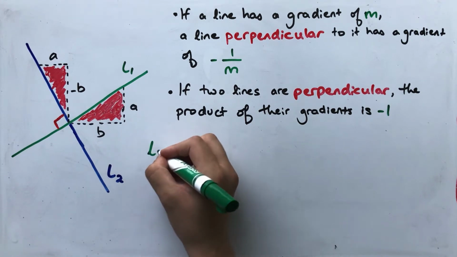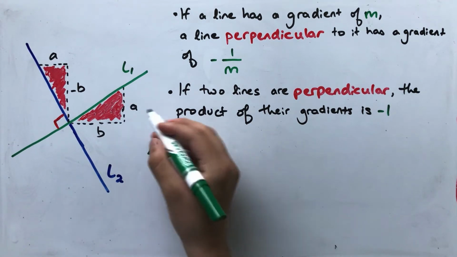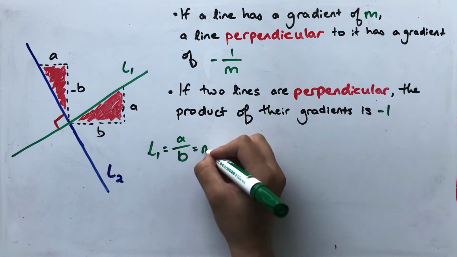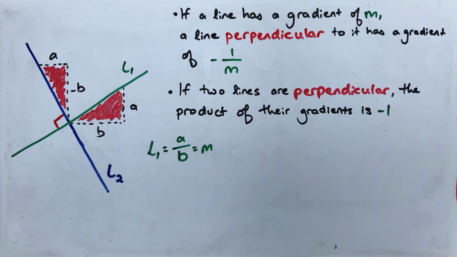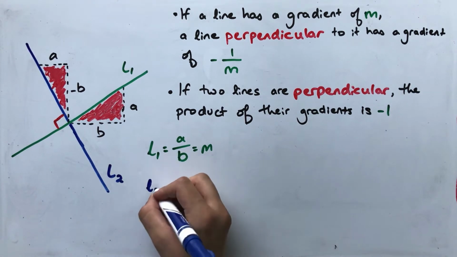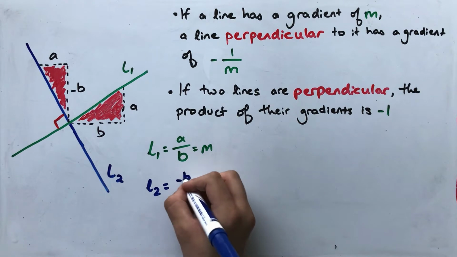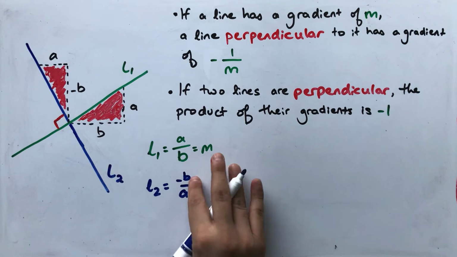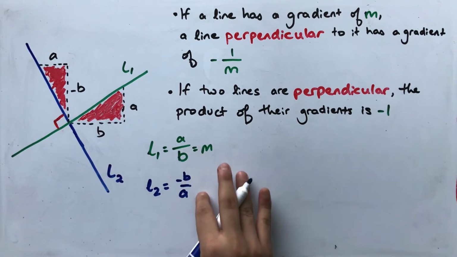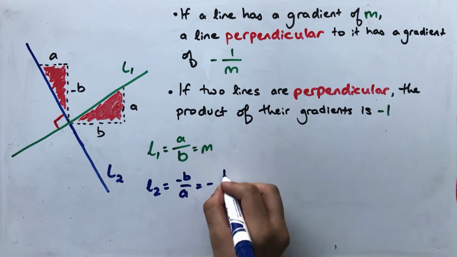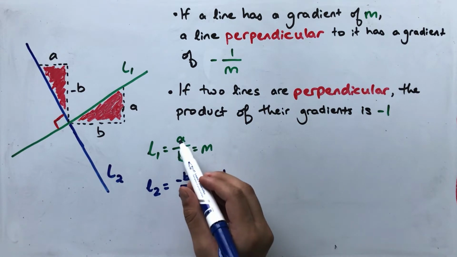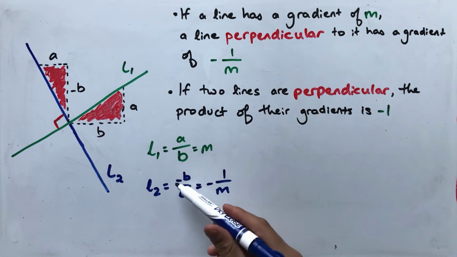of L1 would be equal to A over B, right, rise over run, which we'll just call M. Okay, and the gradient of L2 would be negative B over A, again rise over run. Now if we compare this to the one above, this is basically negative 1 over M, right, because we've flipped this around, put it B over A, and then multiplied it by negative, which makes it negative 1 over M. Remember, the negative sign doesn't matter.